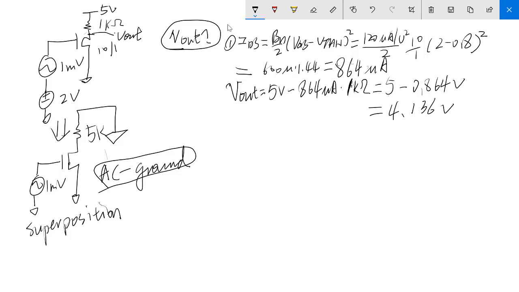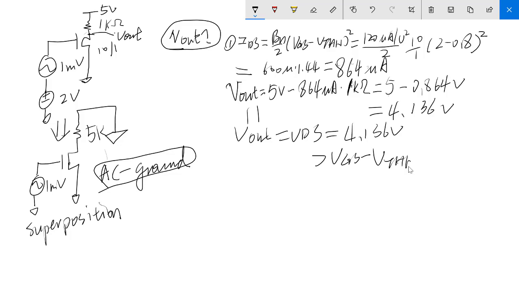So V out is actually VDS, right? Because V out DC-wise equals VDS, and your VGS is 2 volts, and your VDS is pretty high, and you definitely know that this is way larger than VGS minus VTHN, which is VDS set. So your NMOS is being operated in saturation.